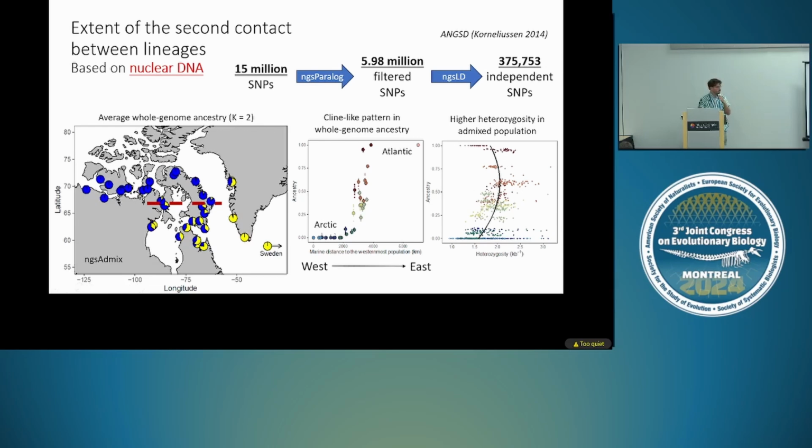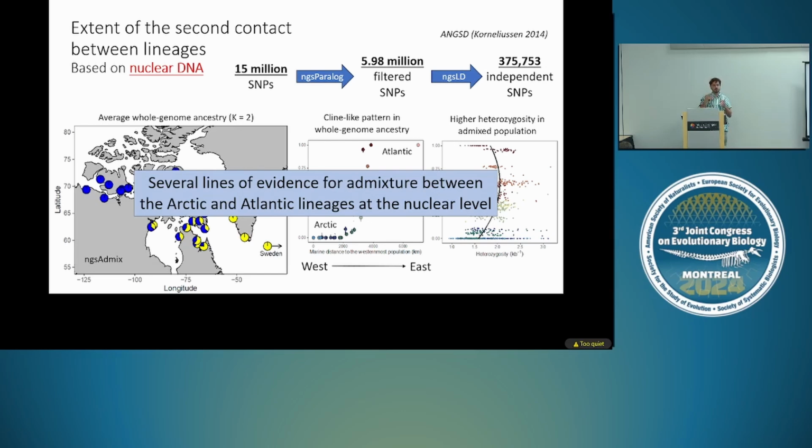And so we think, following also F4 tests, ABBA-BABA and a bit of demographic modeling, that there are several lines of evidence for admixture at the nuclear level between the Arctic and Atlantic lineages.